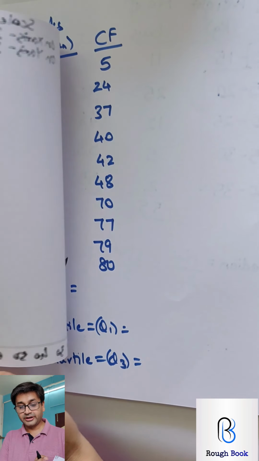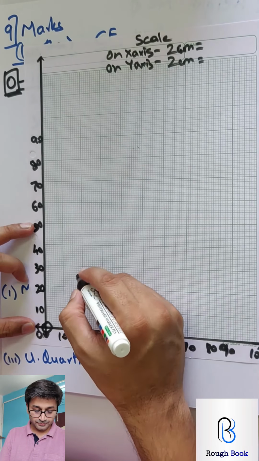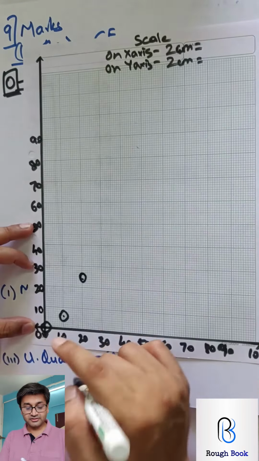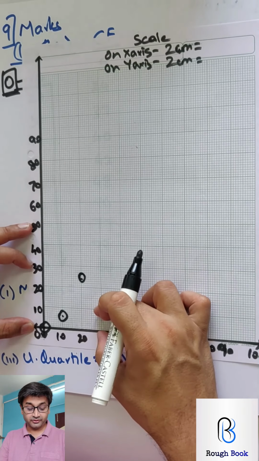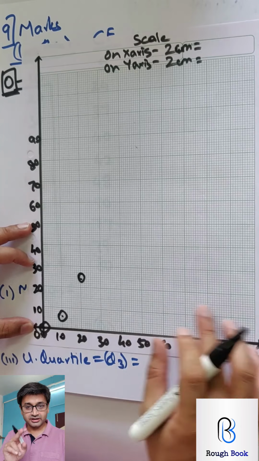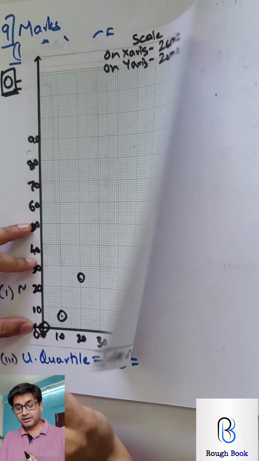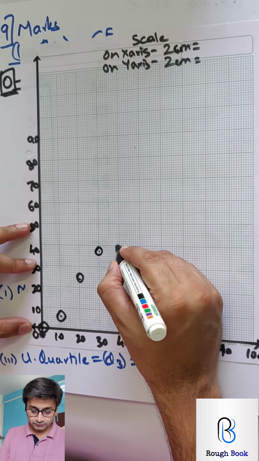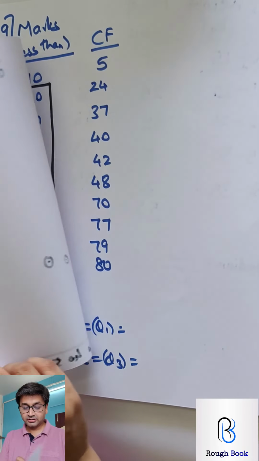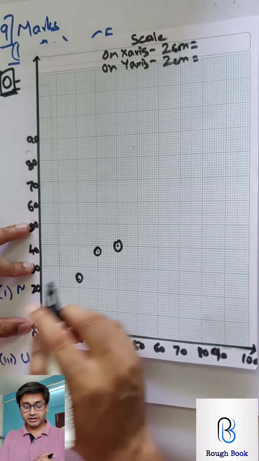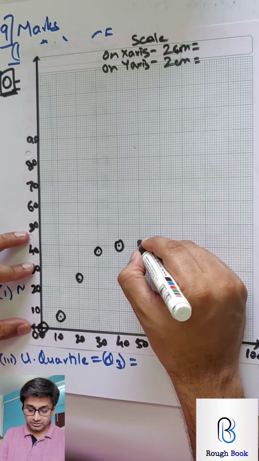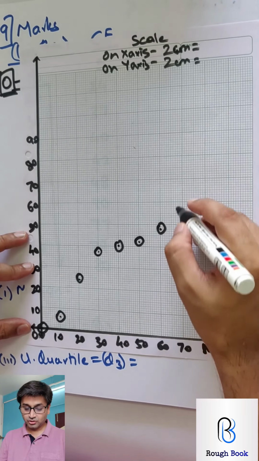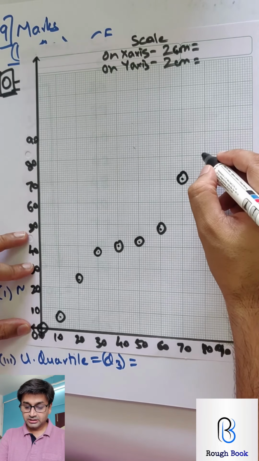Then after 5, 24, 37. So 24 will be 4 lines on top. Then 37. See, one line is going to be 1 unit in this case because we've taken 10 units as 2 centimeters. Okay. So after this, 37, 40. After 37, 40, 42, 48. So 42, 2 lines on top. 48. After 48, 70, 77. So a big jump directly to 70, 77.